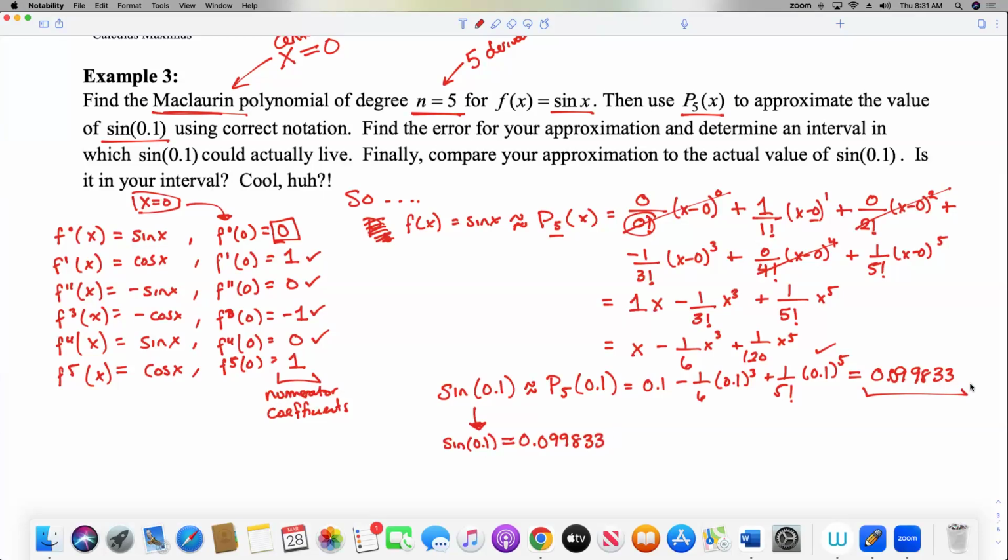The more decimals you take, and I didn't figure out what those decimals are, let me do it right now. 0.1 minus 0.1 cubed over 6 plus 0.1 to the 5th over 120. This is 0.0998333416667.